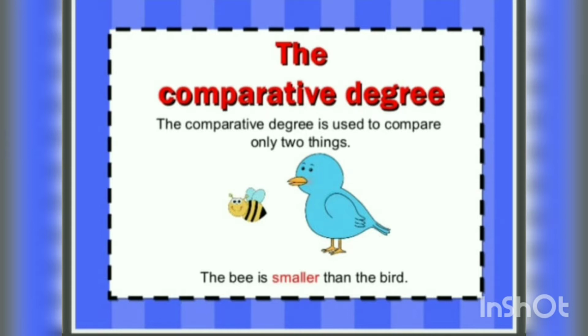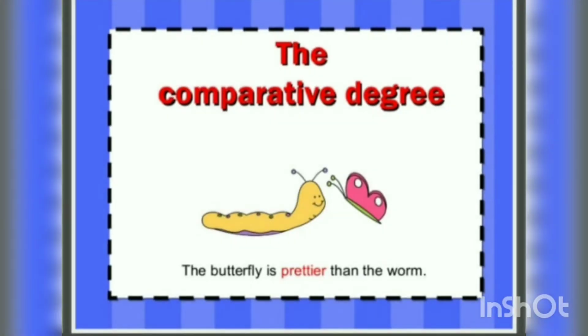Out of the two, which one is smaller? Bee. So, how do we write? The bee is smaller than the bird. This is comparative degree. Okay. First is positive. Next is what? Comparative degree. Let's see some more examples of the comparative degree.